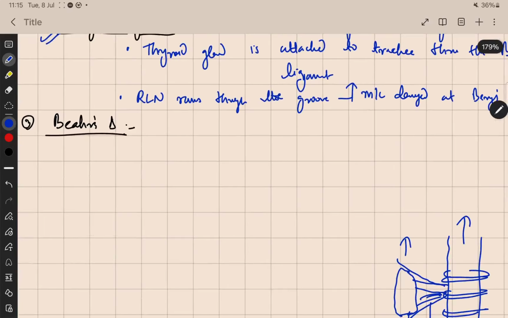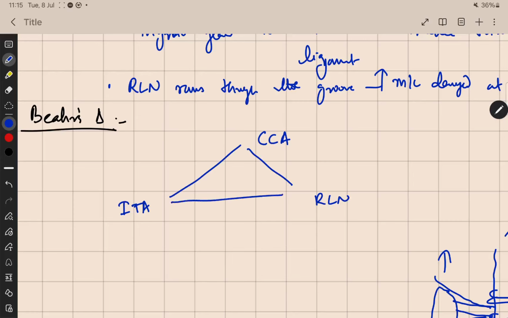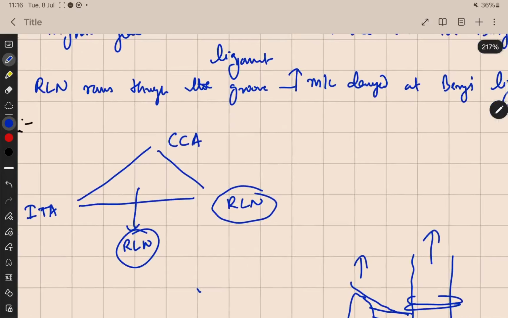Third is Behr's triangle. Behr's triangle is a triangle that is formed by the common carotid artery, inferior thyroid artery, and recurrent laryngeal nerve. It also acts as a guide to locate the recurrent laryngeal nerve, because we can see in this triangle, the recurrent laryngeal nerve is present here. So if you know the common carotid artery and the location of the inferior thyroid artery, we can know the location of the recurrent laryngeal nerve.